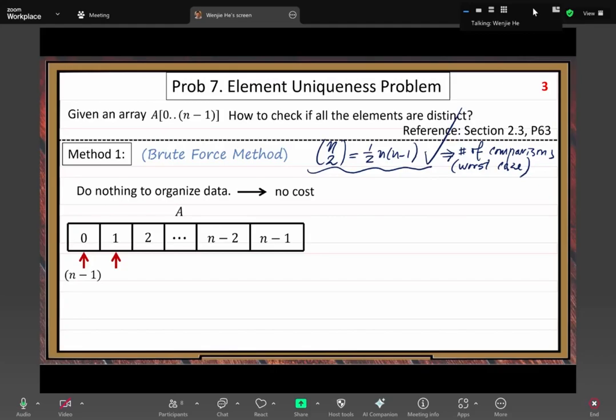For the second component in the pair, we go through all the remaining elements in the array after the current element. So n-2. Not before this element, because we already covered it before. We don't want to do the redundant comparison. So don't go back.